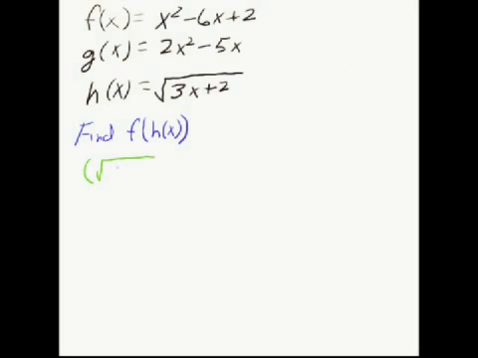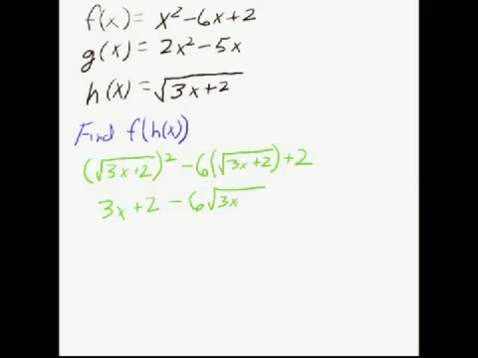So you start by substituting the entire h function for every x in the f function. A square and a square root cancel each other out. Simplify by combining like terms. And I'm going to be left with 3x plus 4 minus 6 times radical 3x plus 2.